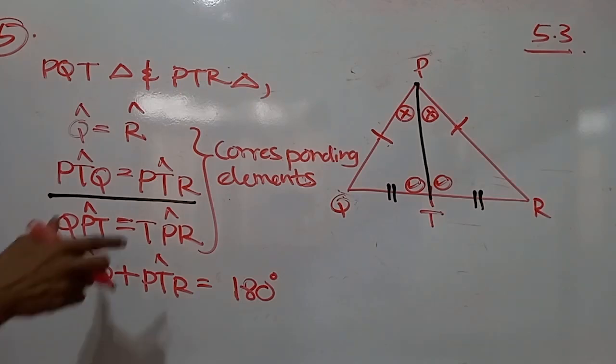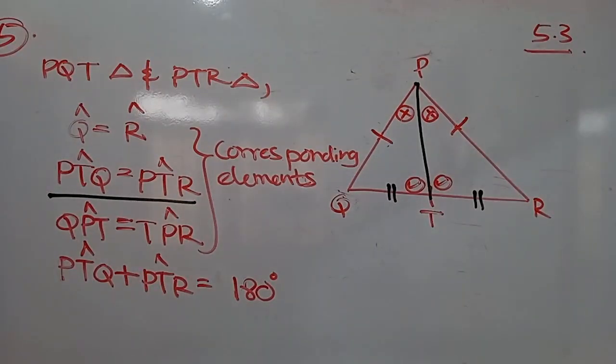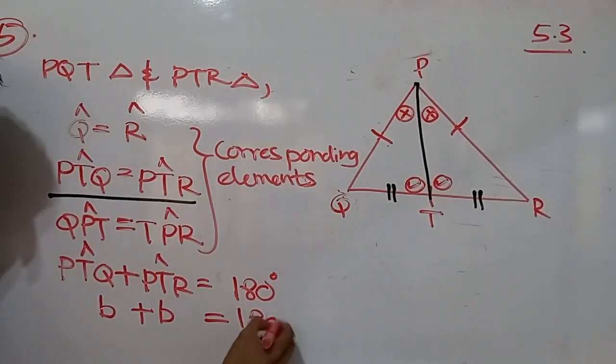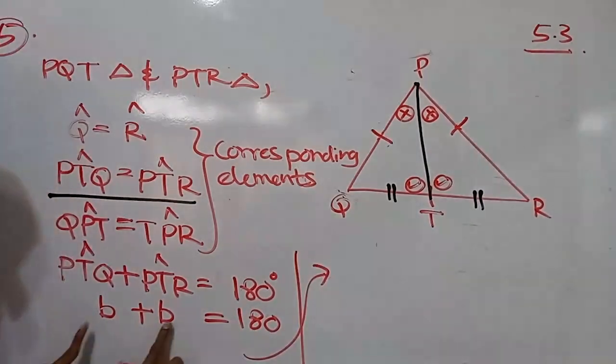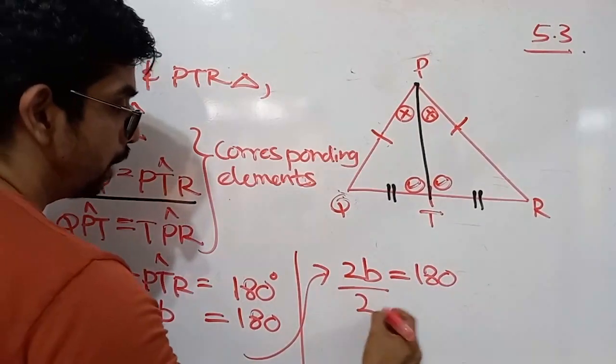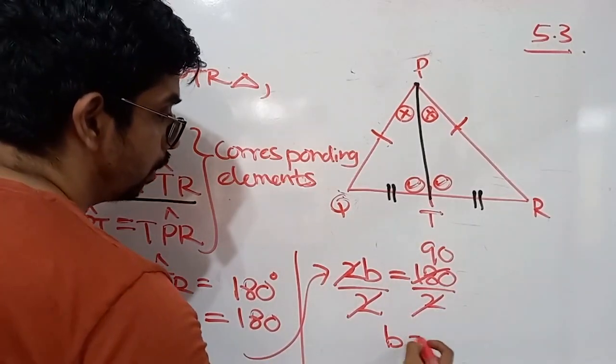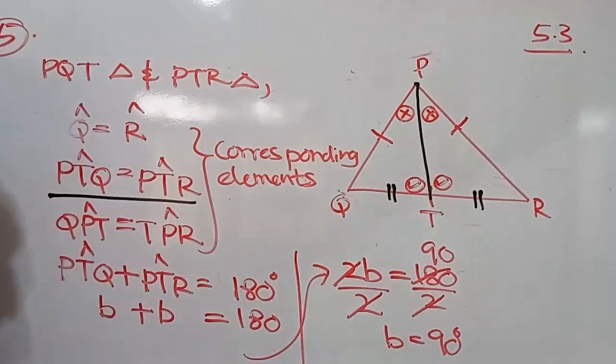We know one more thing. What? These two angles are equal in magnitude. Where did we get that from? From the corresponding elements. If we take PTQ angle as B, then this one is also B. So B plus B that is equal to what? 180. So B plus B that is what? 2B equals 180. So we will divide this side by 2, and do the same thing to the other side. So we get what? 90 degrees. That is what we needed.